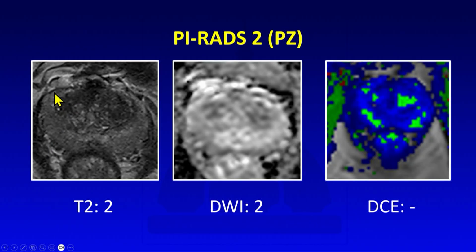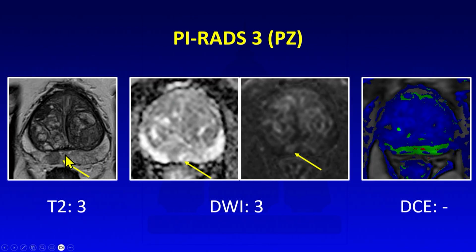This case, the whole peripheral zone is very dark with diffusely abnormal signal. So that would be a 2 on the T2. Again, not really any restricted diffusion, just little low signal here and there, but not that impressive. And then negative on the DCE, so again, it's a PI-RADS 2 lesion.